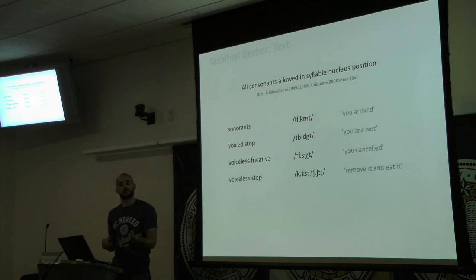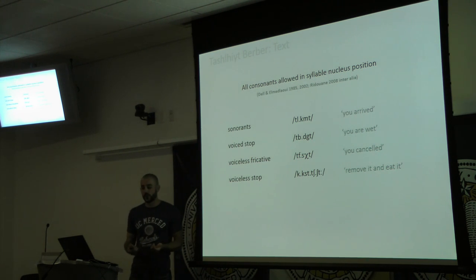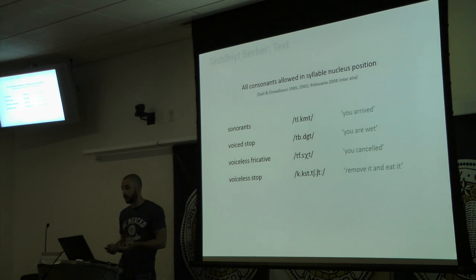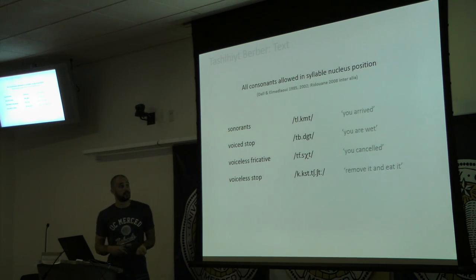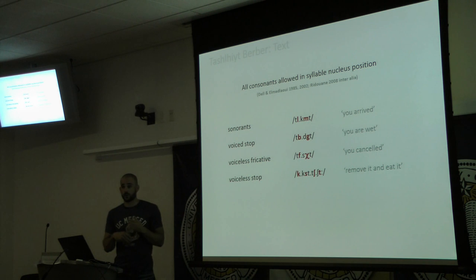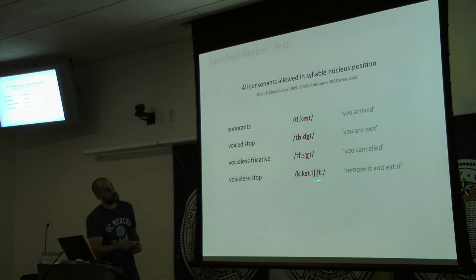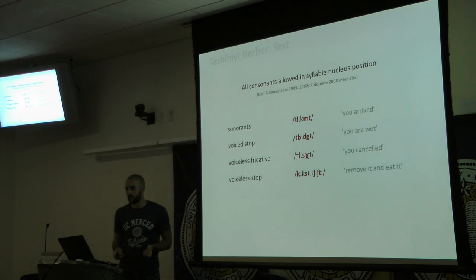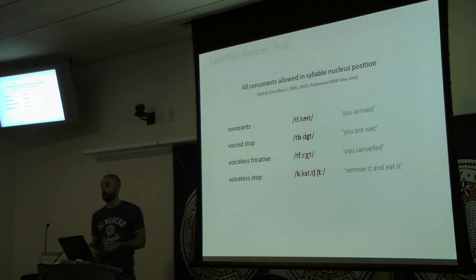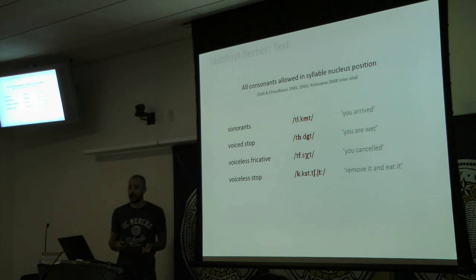So while in languages such as German and English, a syllable usually contains a vowel, in Tashlhit, a syllable can be made up of consonants only. That is not super exciting yet, but when you look at the bottom here, syllables can actually be made up of voiceless fricatives or voiceless stops only. And that is typologically not unique, but it's definitely very, very rare.